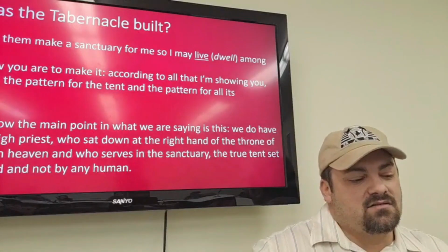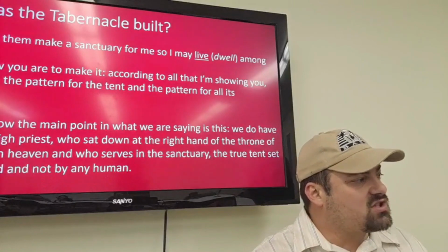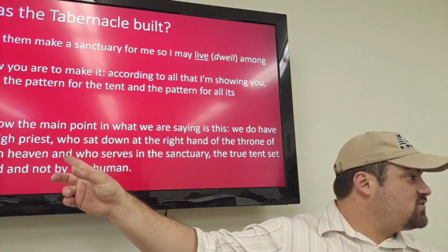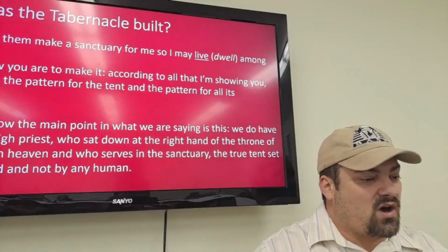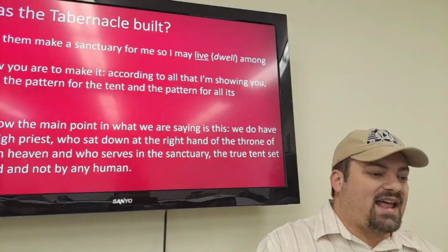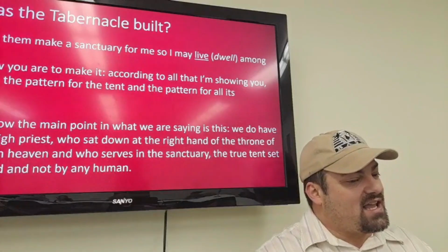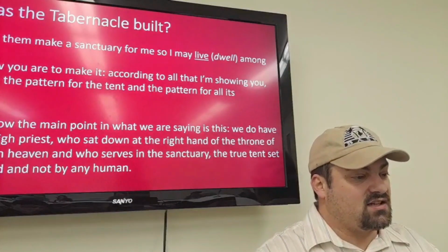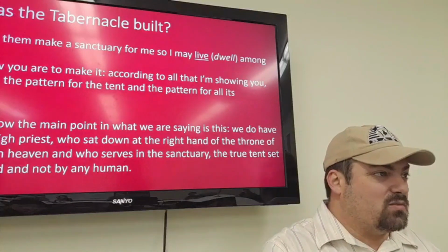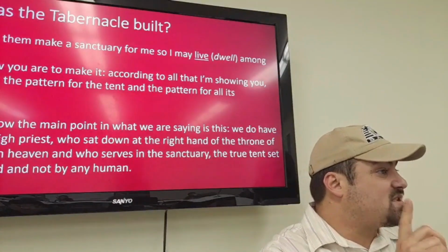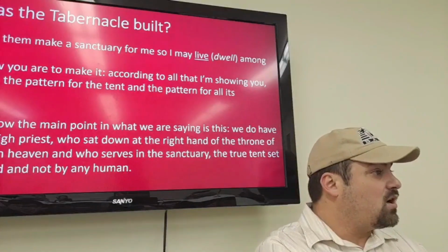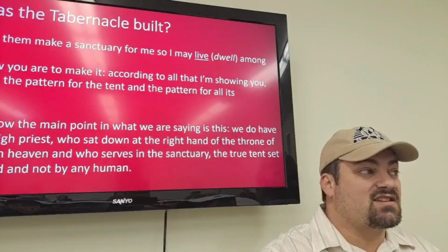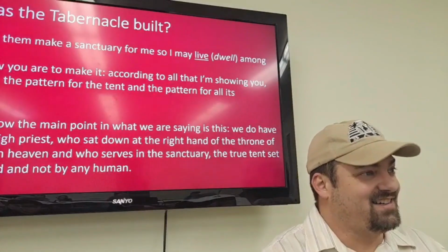Now, why did God want this built so specifically? Why do those little details matter? Well, Hebrews chapter 8, verses 1 and 2 tells us. "Now, the main point in what we are saying is this. We do have this kind of high priest who sat down at the right hand of the throne of the majesty in heaven, and who serves in the sanctuary, the true tent, set up by the Lord and not by any human." The reason God was so specific about the tabernacle and the temple was because it's a mirror image of what's in heaven. Exactly right. He wanted it specifically this way so we would know what to look for when we got there.